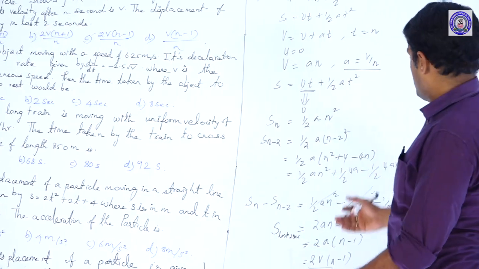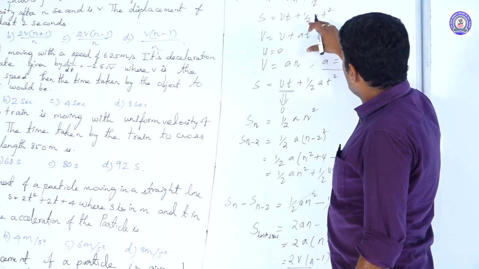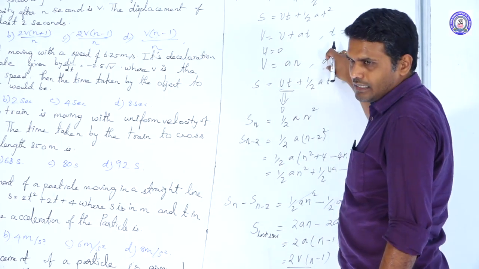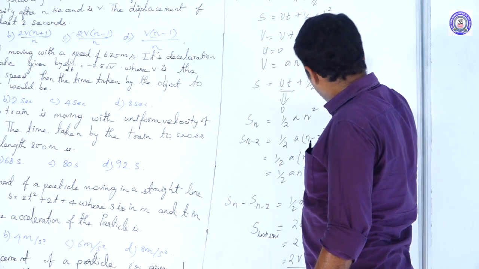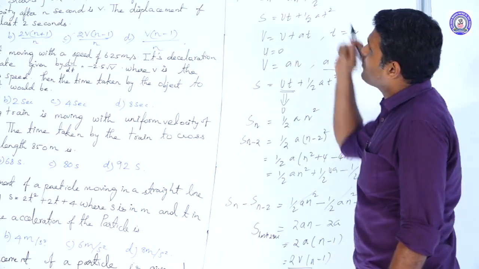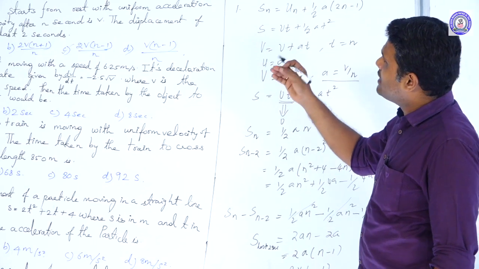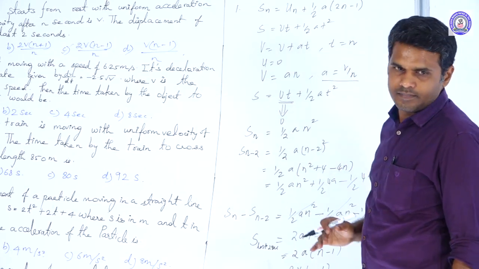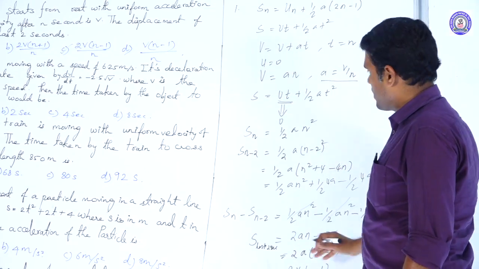So how we are proceeding is that first we have to find out the value of acceleration. For determining acceleration, the very first statement is given. A particle starts from rest with uniform acceleration and its velocity after n seconds is v. Right? So from which we can just go on.